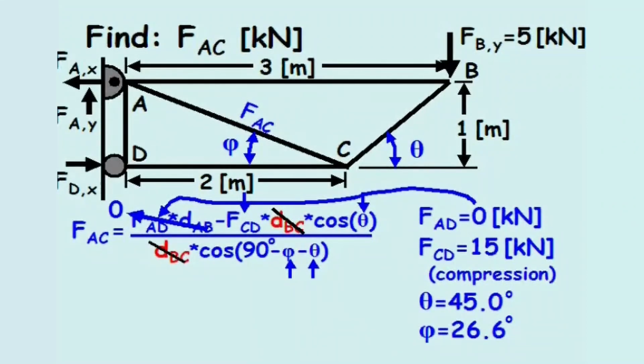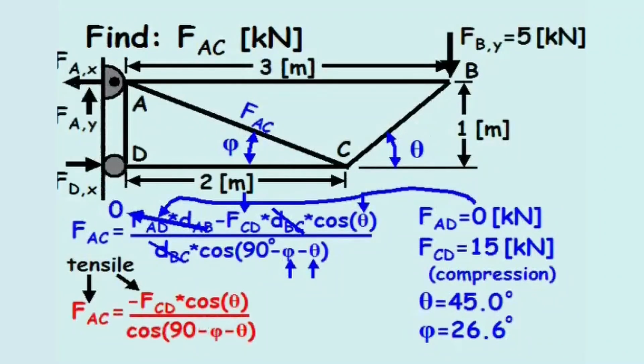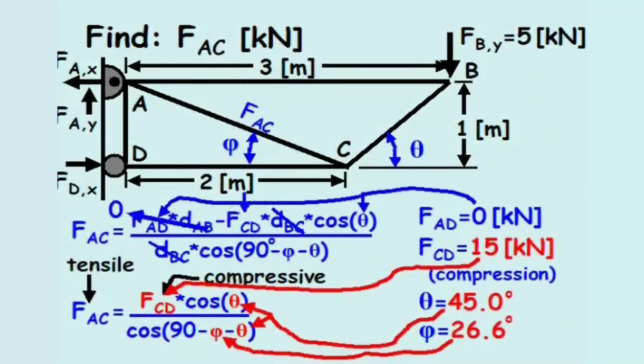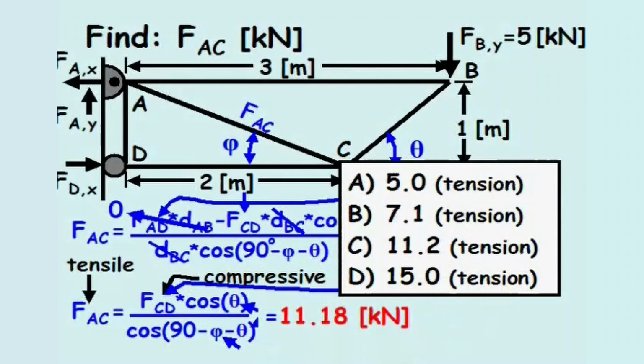The revised equation to solve for the tensile force in member AC is a function of the tensile force in member CD and the angles theta and phi. Since a negative tensile force is equal to a positive compressive force, we can make this substitution in the equation. After plugging in the known variables, the tensile force in member AC equals 11.18 kilonewtons. When reviewing the possible solutions, the answer is C.